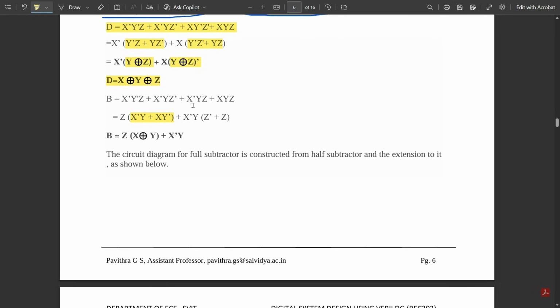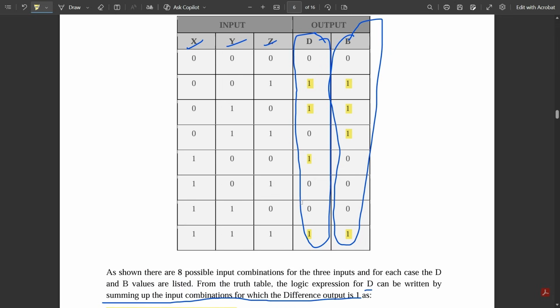Then if you take x bar y common from the other two expressions, you would be getting z bar plus z. So in these two expressions x bar y is common and the remaining terms are z bar plus z, and in the other expressions z is common, so we are left with x bar y bar plus x bar y plus x y bar. Like that, if you solve the borrow expression, you would be getting z into x XORed with y plus x bar y, because z bar plus z is equal to 1. So this is the borrow expression we get after simplifying the full subtractor truth table.